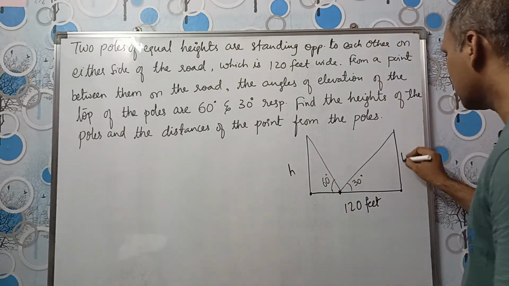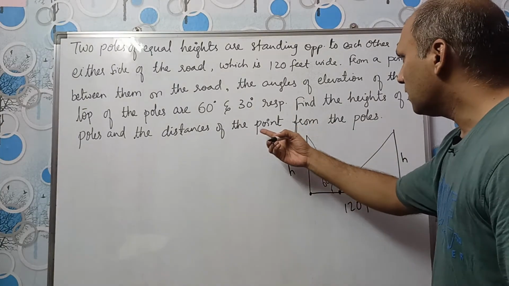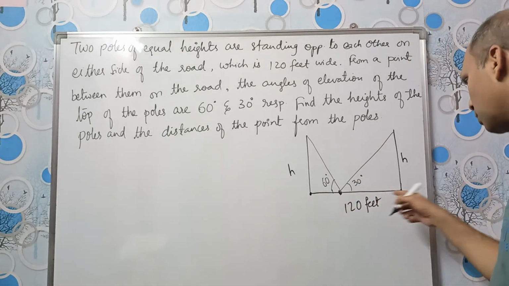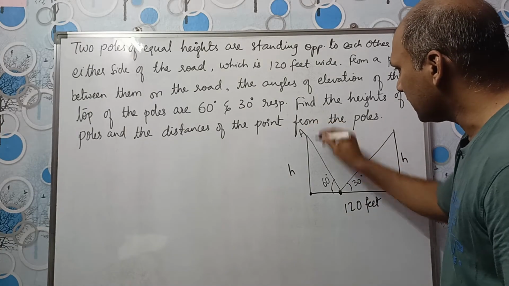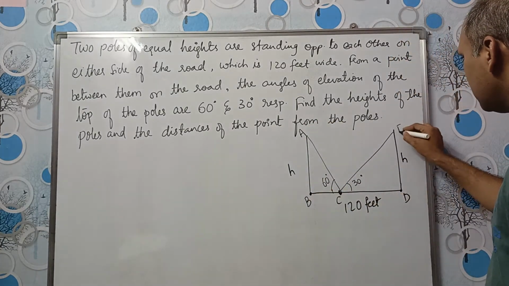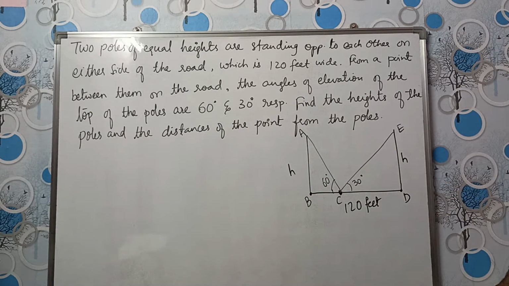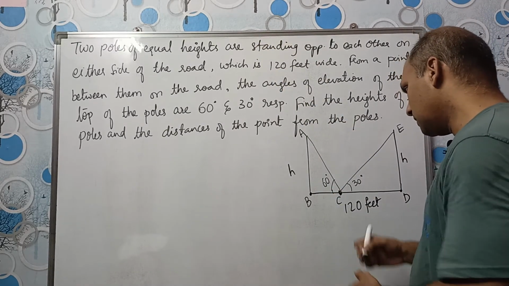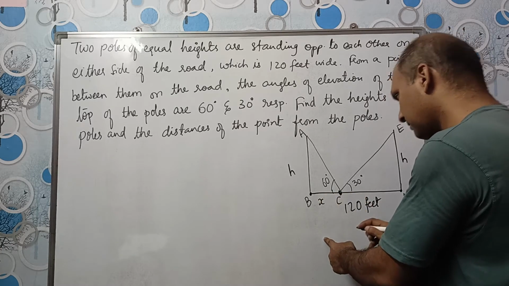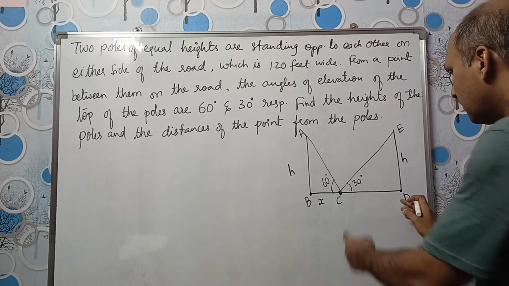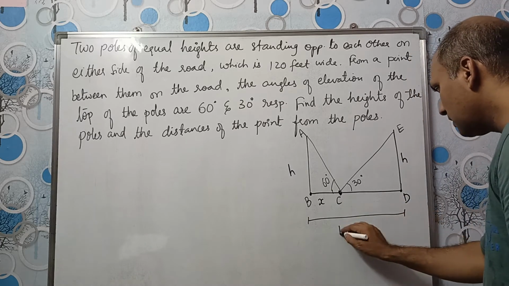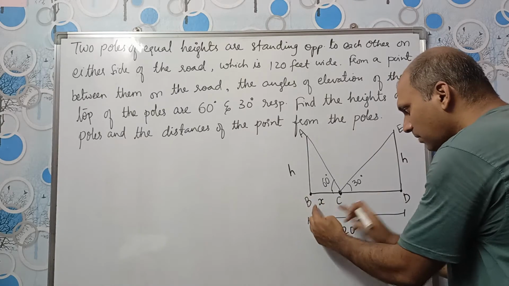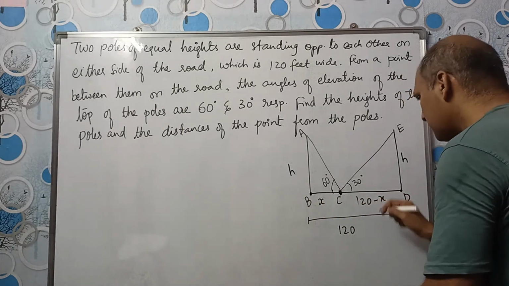Let the heights of the poles be h. They are equal, so we are taking h. And we need to find the distance of the point from the poles. How far is this point from this pole and how far is this point from the other pole? Let us name this diagram A, B, C, D and E. AB and ED are equal because these are the heights of the poles, and the heights are equal. Let us take BC as x. If BC is x, what will be the value of CD? The total from here to here is 120, so CD should be 120 minus x.